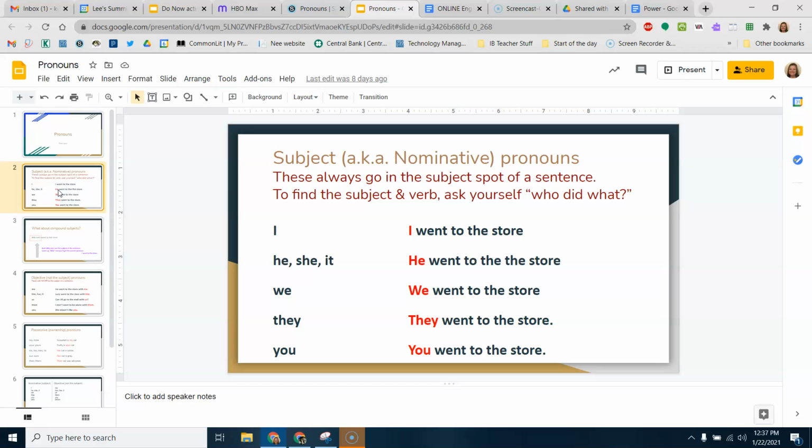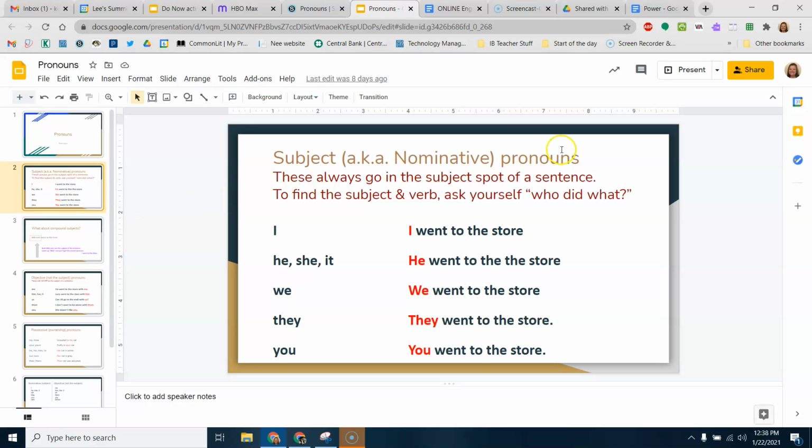So the two types of pronouns, we have pronouns that can be subject or pronouns that are not subjects. A pronoun takes the place of a noun. So instead of saying Kelly went to the store, you could say I went to the store, and I is the pronoun. So ask yourself, who did what in the sentence? The who is the subject and the what is the verb. So who did what? I went to the store. Who did what? I went. So I is the subject, went is the verb.